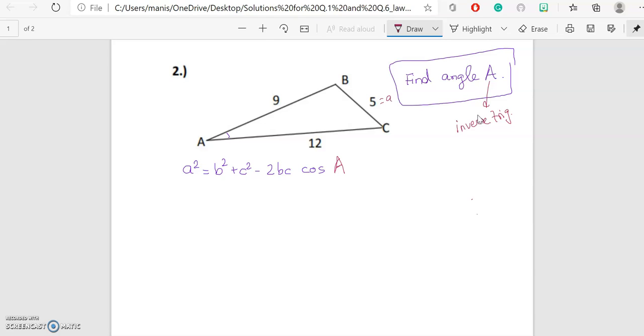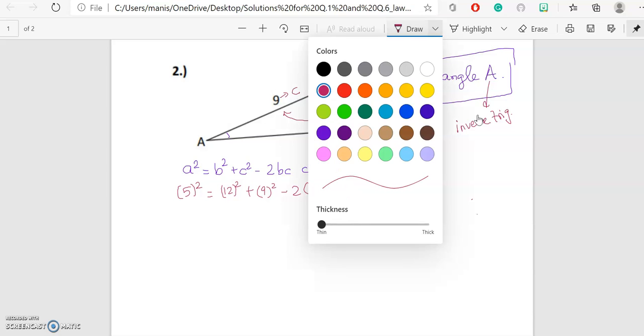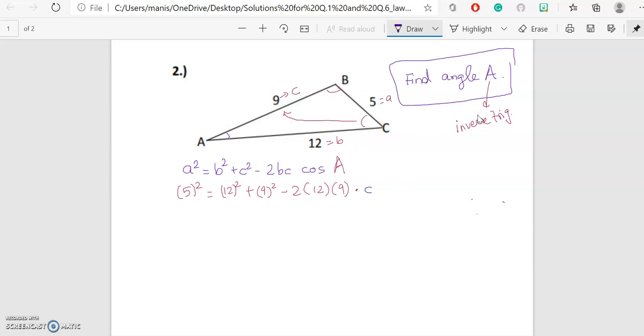This is your A. As you all know, this side is opposite to B. This is your B, and this side is opposite to angle C. This will be your lowercase c. So when I'm substituting the values, it is 5 squared is equal to B squared, which is 12 squared, and C is 9 squared. It is simple math over here, only some more steps are being added in this concept. Do keep in mind, I'm changing the color each time because I have to find the value of angle A, so I have to keep it separate.